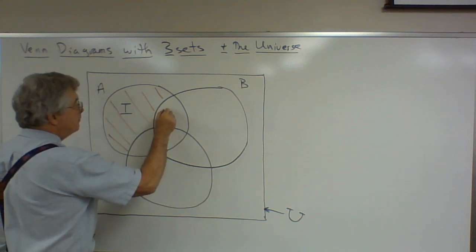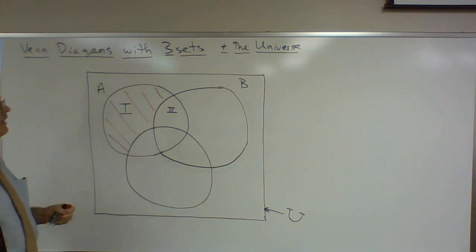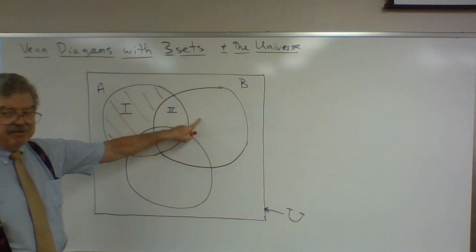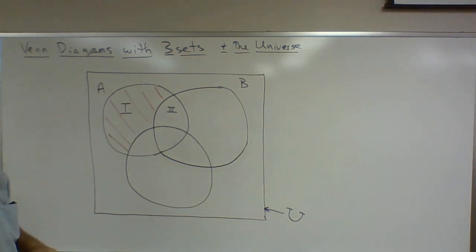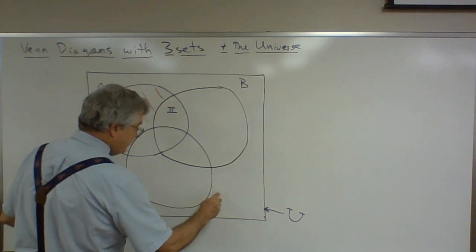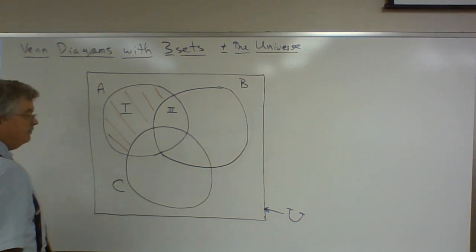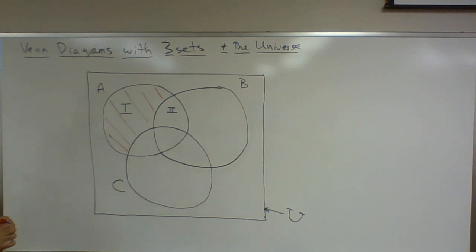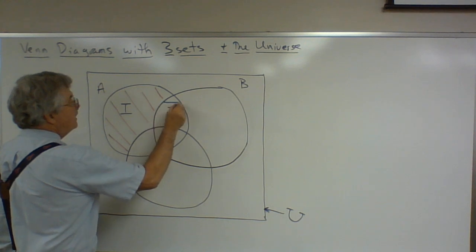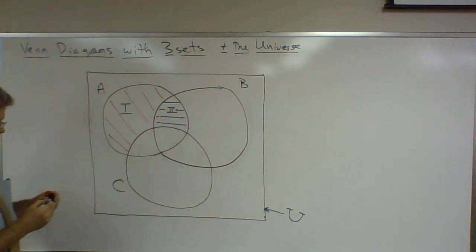Two, this is the set of elements that are contained in both set A and set B, but they don't happen to be in set C. So this is region two.